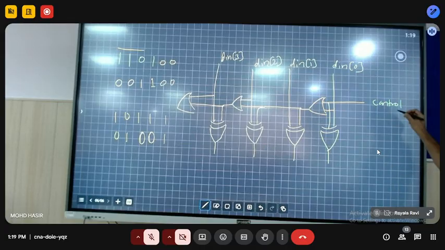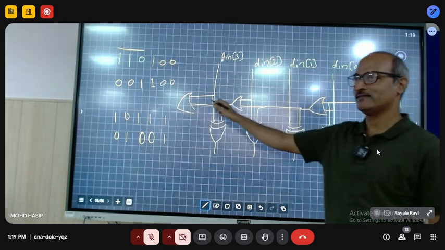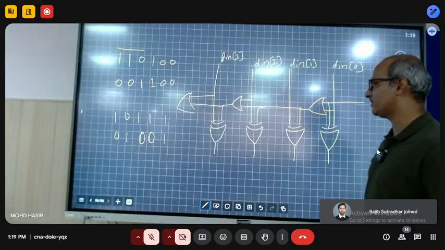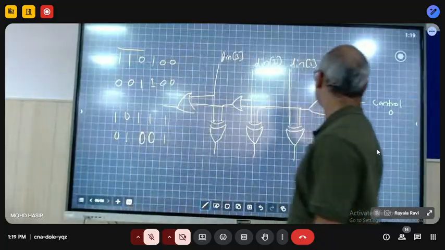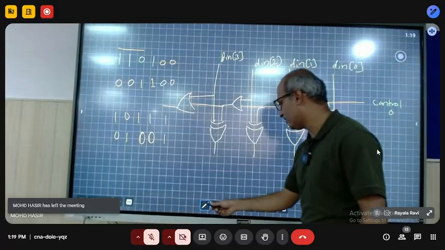Control is equal to 0. What is the output here? It is D. Okay, we are least worried about it right now. So first of all, let us take control is equal to 1.